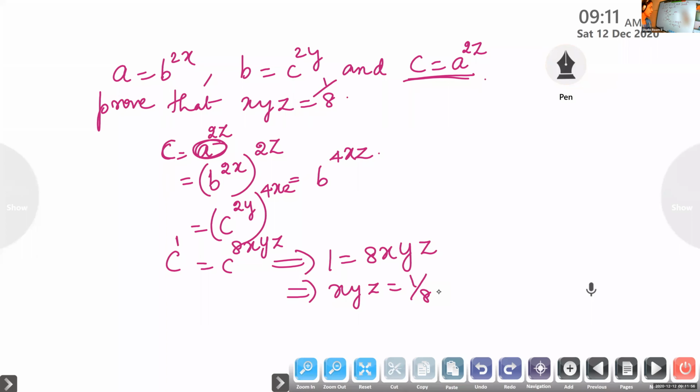Is it okay, Karthik? Yes, ma'am. We are using the rules, the laws of exponents.